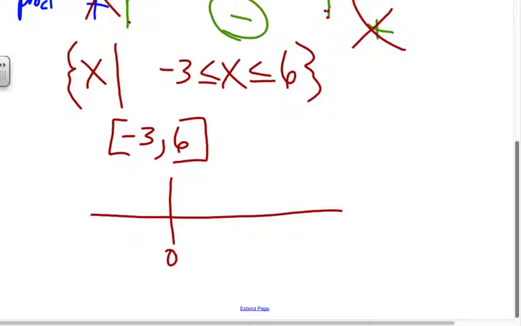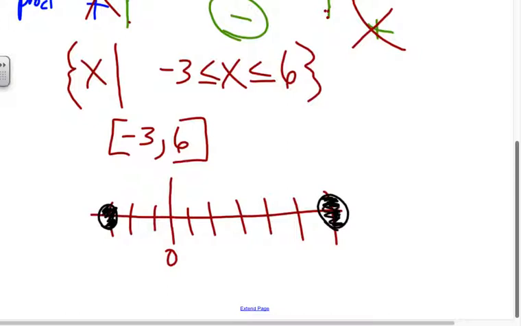And then we can work with the number line too, the graphical. There's 0, 1, 2, 3, 4, 5, 6. Now I'm going to come over. I know -3, it's equal to, so I color it in. And I go over to 6. Again, it's equal to, so I color it in. And any value between here and here will satisfy my inequality and is the solution to this.